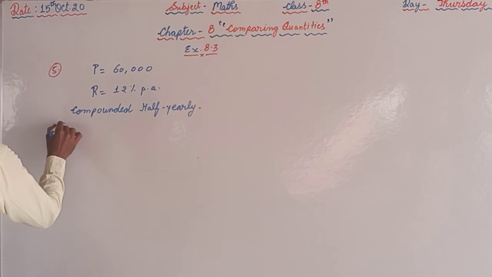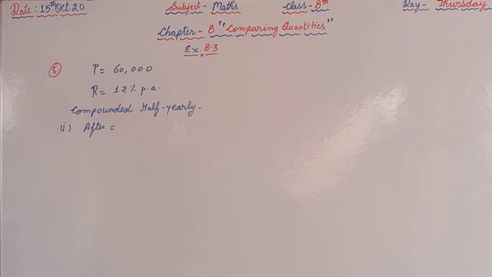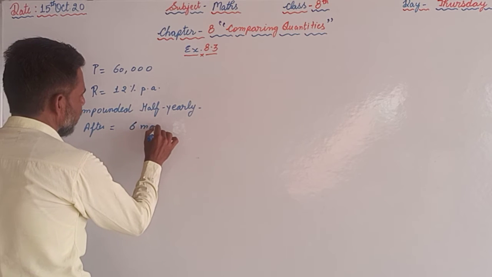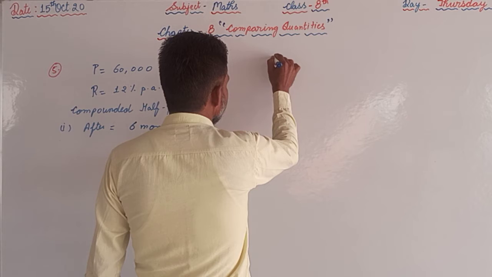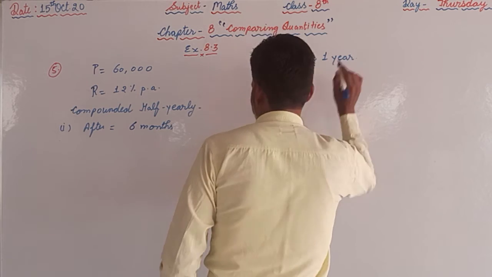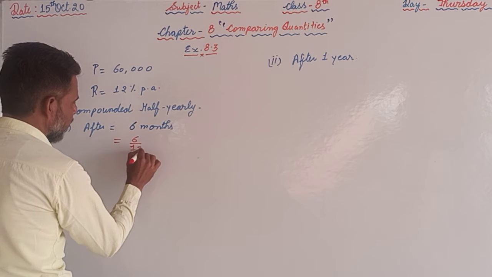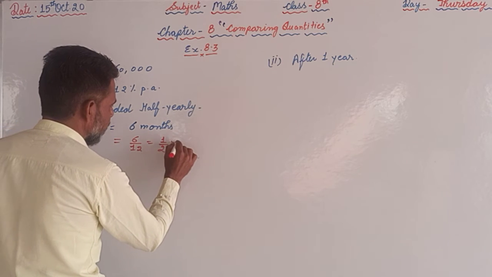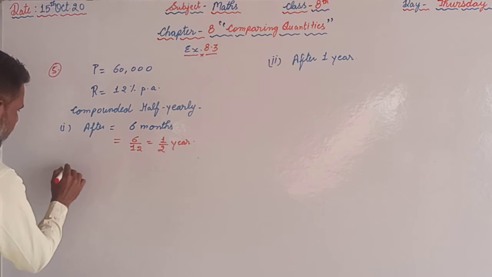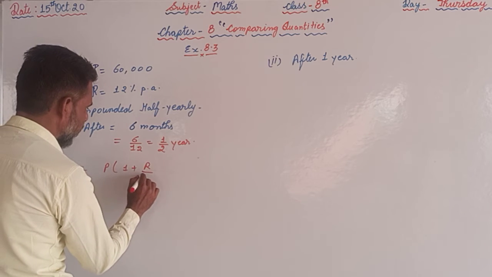Half yearly. So the first case is what amount he gets after 6 months, and the second case after 1 year. First of all, we are supposed to convert that months into years. So 6 months is equal to 1/2 year.